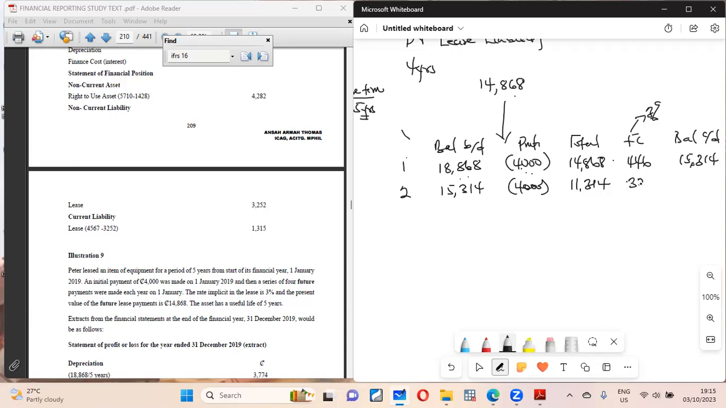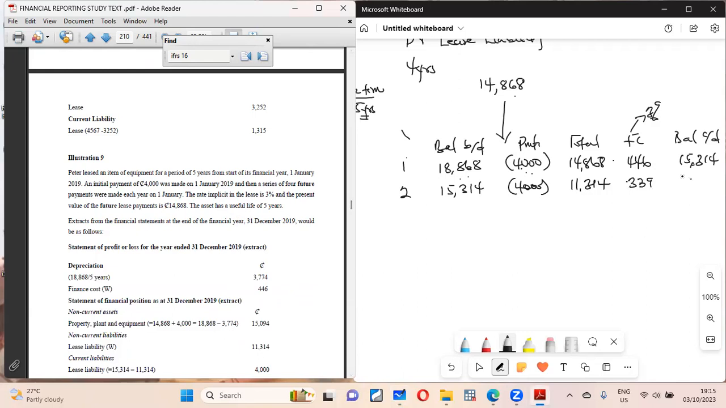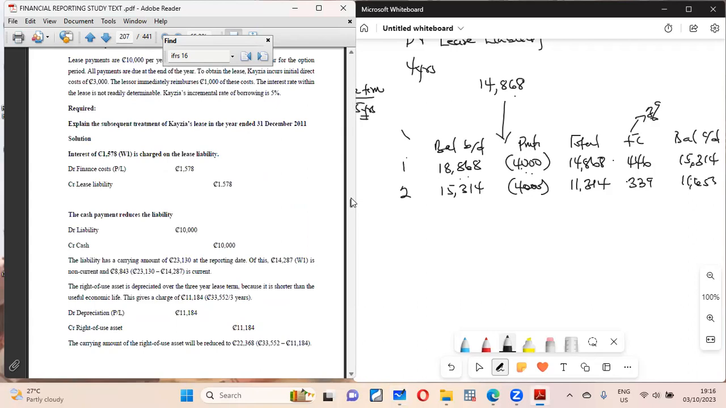339. So what will be here? 11,653. 11,653. Now, who can tell me the figures that will go to the P&L from here, the NCL and the CL? Who can give me the figure? Okay, so for the NCL, we'll have the year two total, which is 11,314.